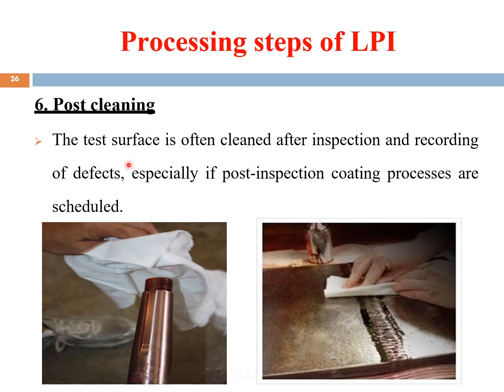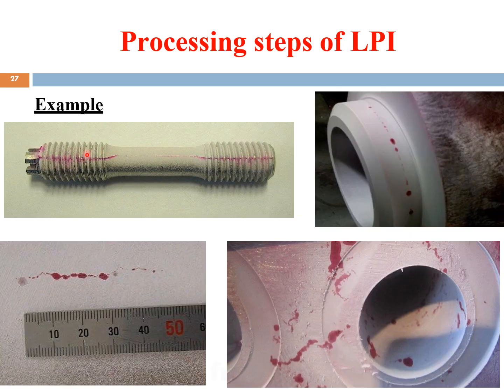So this is the post inspection. The test surface here is recorded. Now these are the examples of processing steps that are being used, that is, the post processing steps after the testing has been done. These components can again be used since they are not destroyed.